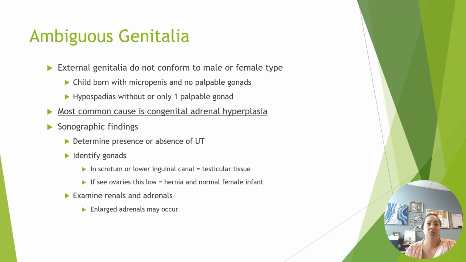So on ultrasound, we may notice the presence or absence of a uterus, as well as identifying testicular tissue, or we can see ovarian tissue, and normal or abnormal female external genitalia as well. So there's a spectrum and variation of how this can appear. And then we can also see enlargement of the kidneys and adrenals as well.